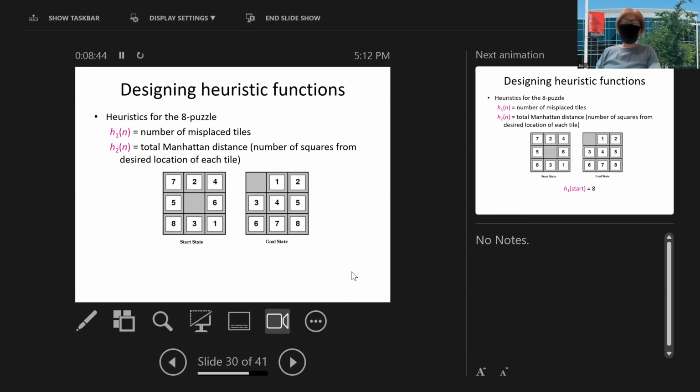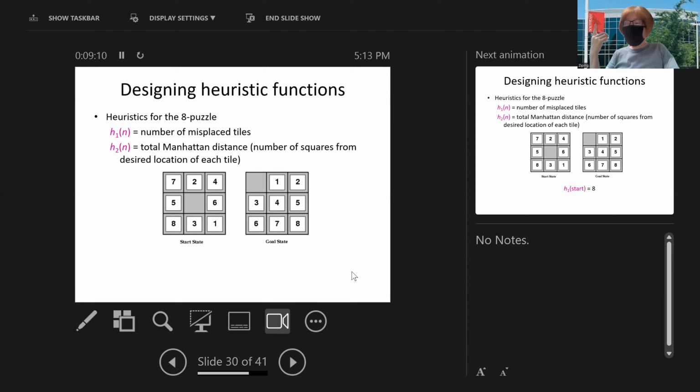Okay, and next, let's see designing the heuristic function. This is the hard part, because once you find a good heuristic function, it helps a lot. It is very hard to find the heuristic function. So what will be the heuristic for the 8 puzzle game? And here it has 2 heuristics.